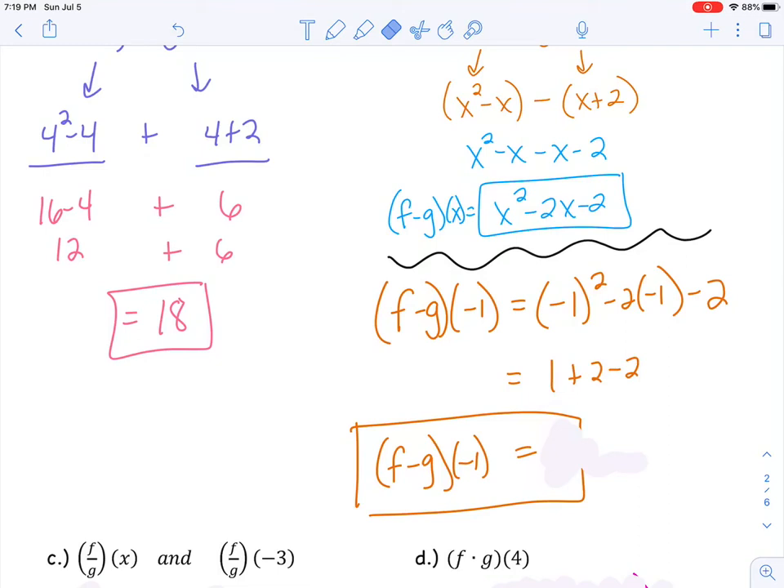Negative 1 squared is 1, negative 2 times negative 1 is positive 2, and then I have a minus 2 in the back. So I end up getting a final answer of positive 1. So f minus g of x, we have variables in the answer. F minus g of negative 1 ends up with just a number as my answer.